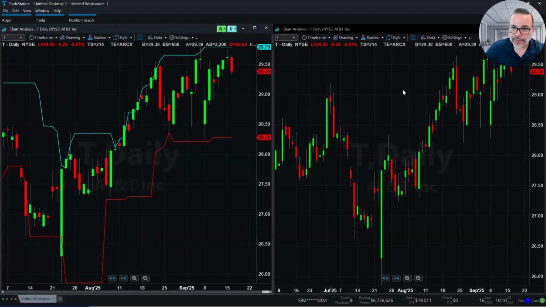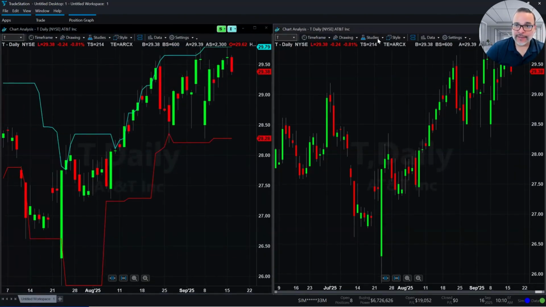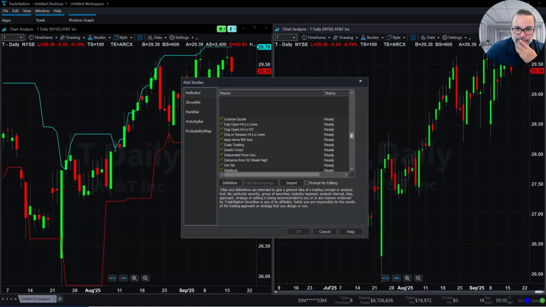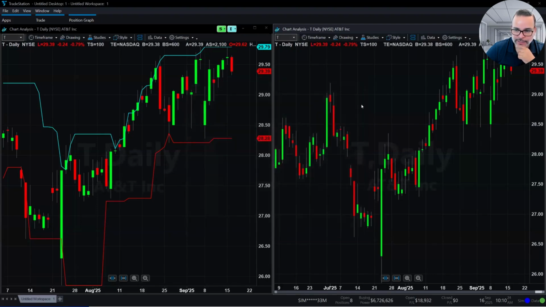All right, and over here on the right-hand side, I'm going to add the Ichimoku Cloud. Everyone here should have access to the Ichimoku Cloud. So it's just a matter of going to studies and clicking on add study. And let's go here and look for Ichimoku Cloud. I'm just going to add it as if I were adding it the first time. And I'm just going to click OK.